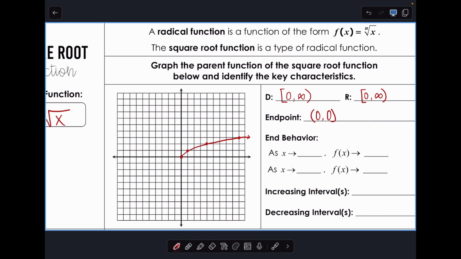End behavior. Okay, this is tricky. Try to follow with me, okay? As x is approaching positive infinity, what is y doing? It's going up and up and up. So it's going towards positive or negative? Positive. So positive infinity and positive infinity. Now, if I go the opposite direction, am I approaching infinity in the negative direction or a certain value? A certain value. What is that value? So as x is approaching 0, what's f of x approaching? 0.